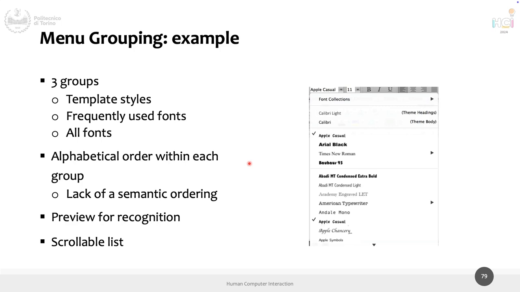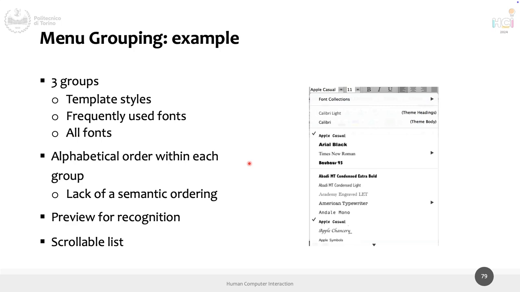Here there is a good example of menu grouping. There are three groups. The first one are the template styles, then there are the frequently used fonts, and then there are all the fonts. It's actually good. It's a long menu. This is the font menu on any word processor application. This is a good grouping. So first of all, it shows you which are the fonts of the template of the document you're using. In theory, those are the fonts you should use more frequently, and so they are put on the top of the menu. The second one are the frequently used fonts. And again, these are the frequently used, so easier to reach. And then if you don't want a template font and don't want a frequently used font, there is everything else.